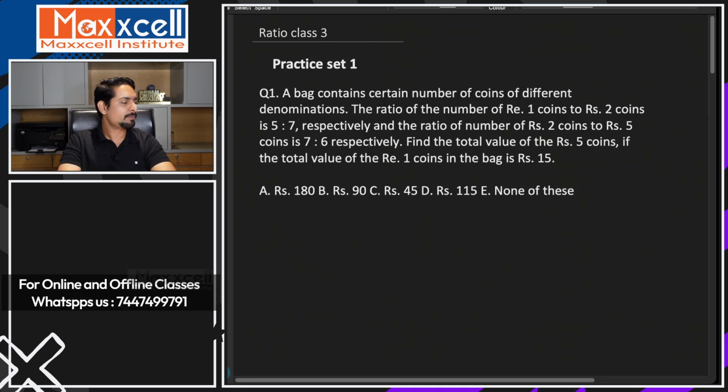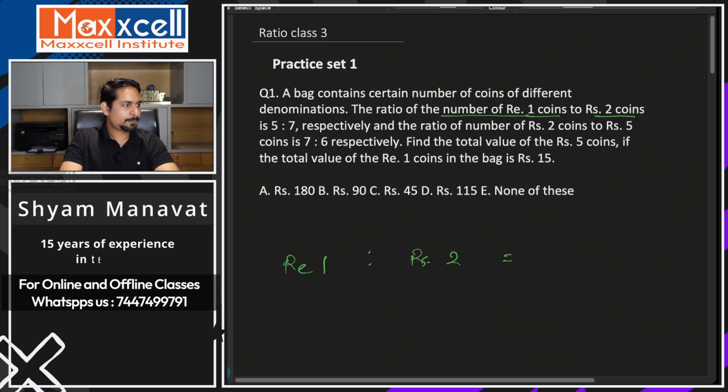Here is question number 1, which says a bag contains a certain number of coins of different denominations. What are the denominations? We'll see. The ratio of the number of coins of 1 rupee and 2 rupees. So the first two denominations are rupee 1 and rupees 2. The number of coins are in ratio 5:7. So don't take it like 1 and 2. It is not 1:2.